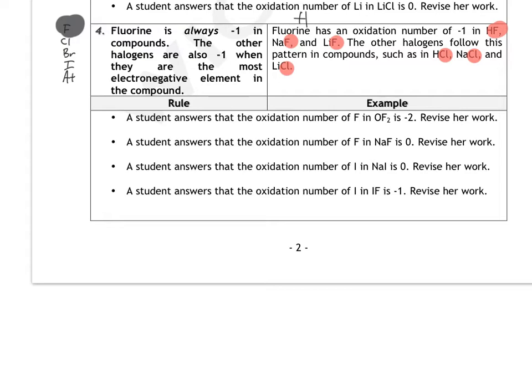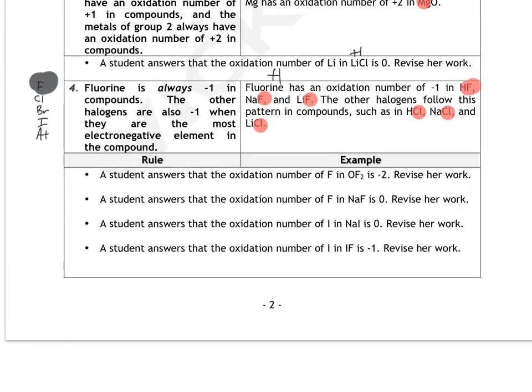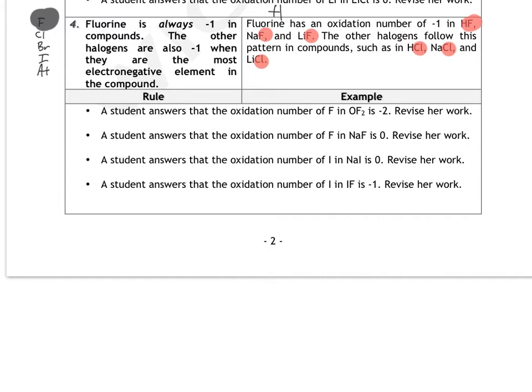Here are some examples for us to work on. So let's say that a student says that the oxidation number of F in OF2 is -2. Let's revise our work. Well, since fluorine is always -1 with no exceptions, then we would just need to say -1. Secondly, a student answers that the oxidation number of fluorine in NaF is 0. Revise our work. Well, fluorine is always -1, so -1 again.